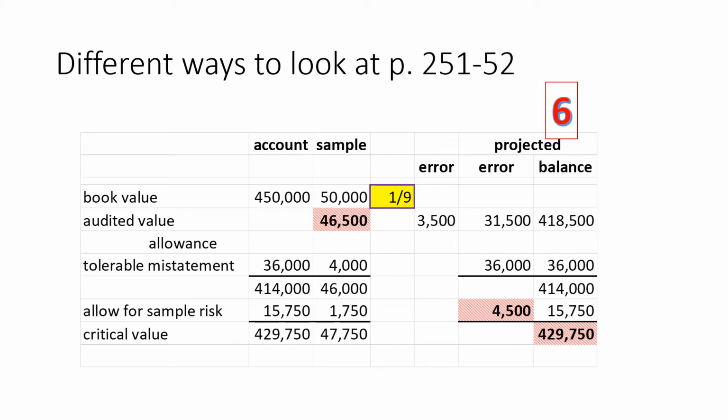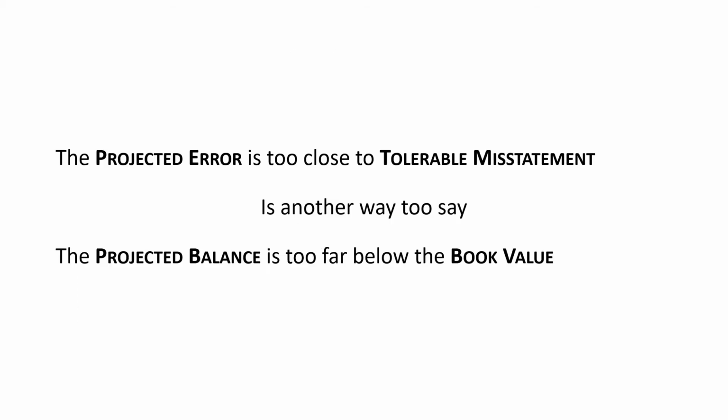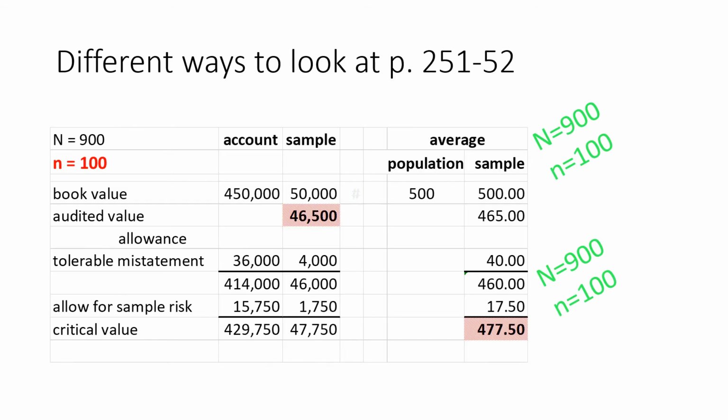So I'm not happy. I need more evidence. The projected error is too close to the tolerable misstatement. That's another way to say the projected balance is too far below the book value. Hopefully you understand those are the same thing. Okay, we're going to look at this table again.